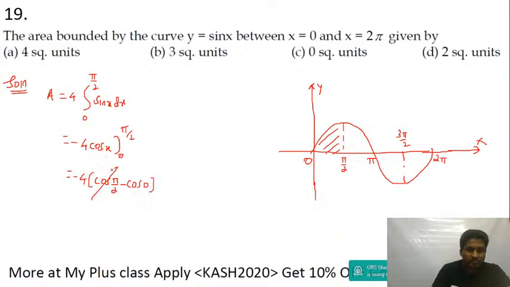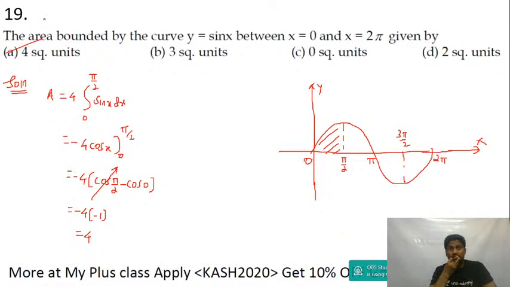Cos 90 will be 0. Cos 0 will be 1. Minus and minus is plus. You get 4 square units. That's the first option. Alright, guys, let's move to the next question.